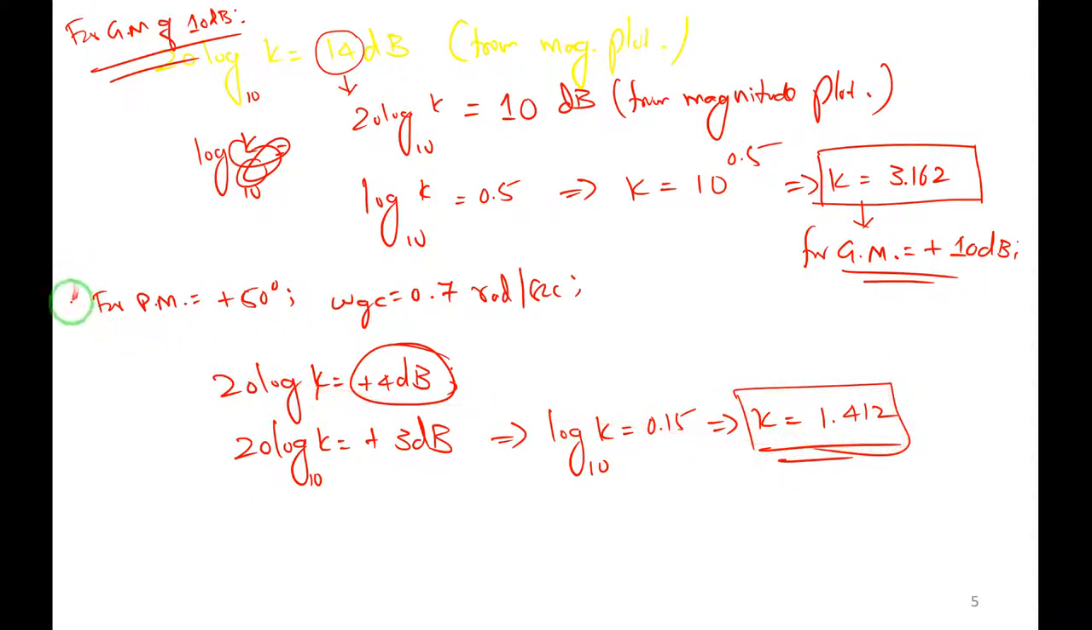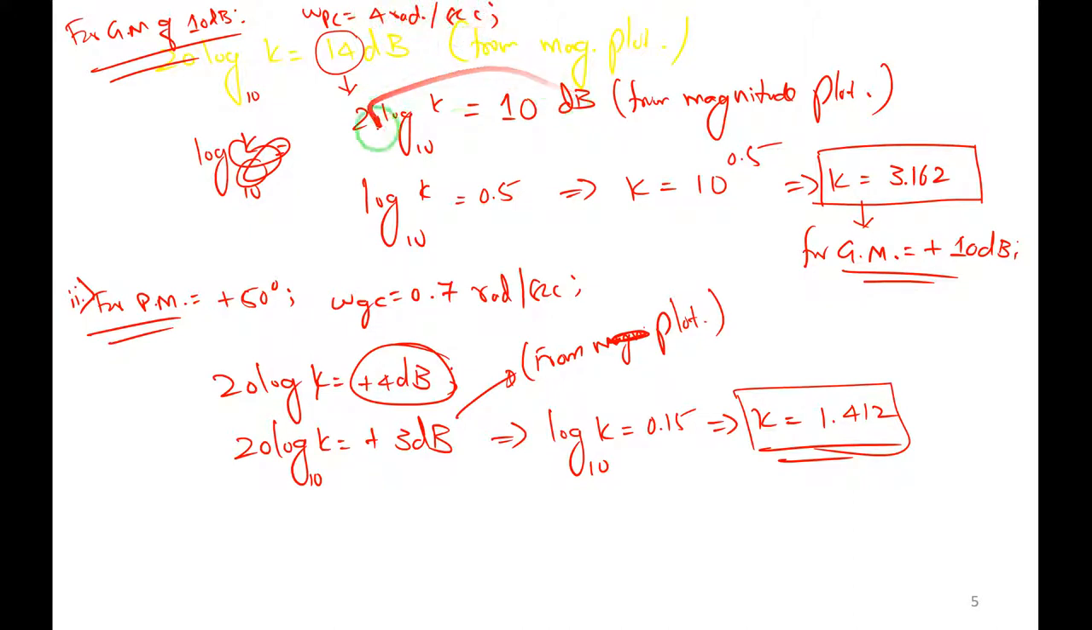For phase margin equal to plus 50 degree, gain crossover frequency is 0.7 radians per second, and 20 log k equal to plus 3 dB. This is from the magnitude plot, or simply we will say from plot, because we are using both. So this is for gain margin equal to 10 dB. What are we getting? Omega pc is how much? 4 radians per second. Whatever you are getting, you write it. So 20 log k equal to 10 dB. This is from the magnitude plot only.